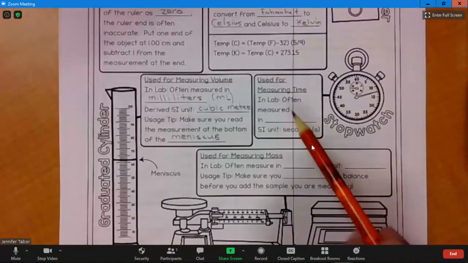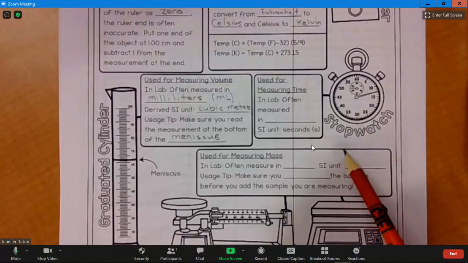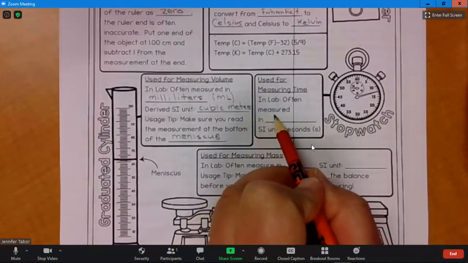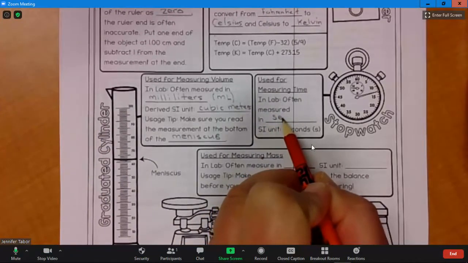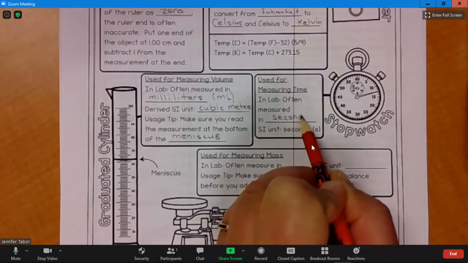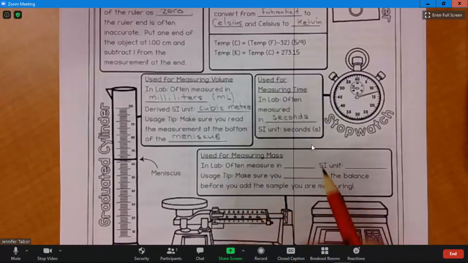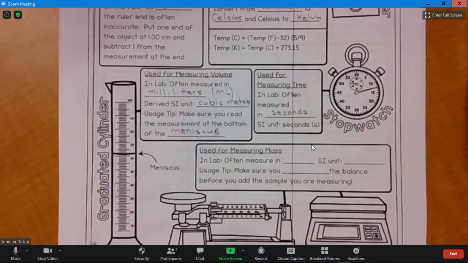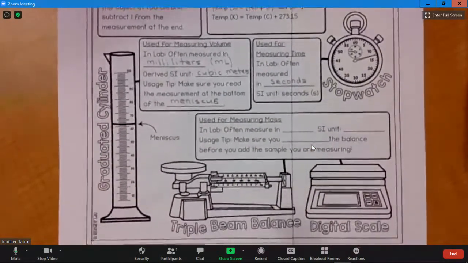Over here we have a stopwatch, which is used for measuring time. In lab, we will pretty much always measure in seconds or minutes. And the International System unit for time is also seconds.